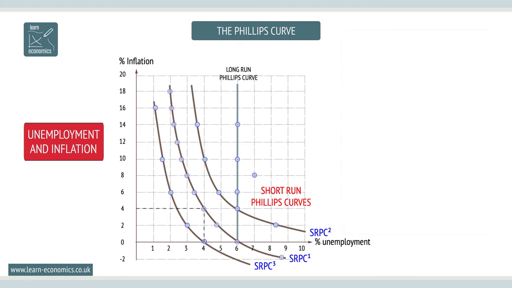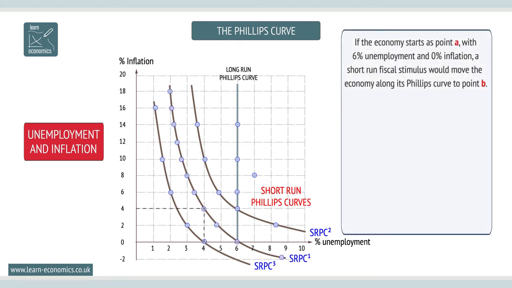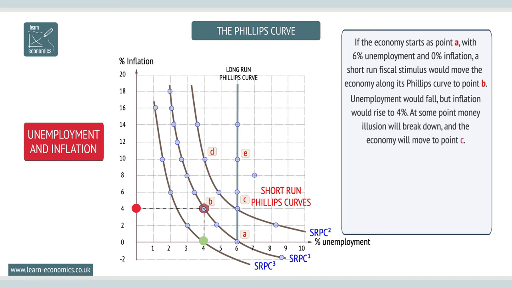As predicted, if the economy starts at point A with 6% unemployment and 0% inflation, a short-run fiscal stimulus would move the economy to point B. Unemployment would fall, but inflation would rise. At some point, a phenomenon called money illusion, where behavior is irrational and responds to nominal money values rather than real values, would break down and the economy would move to point C.